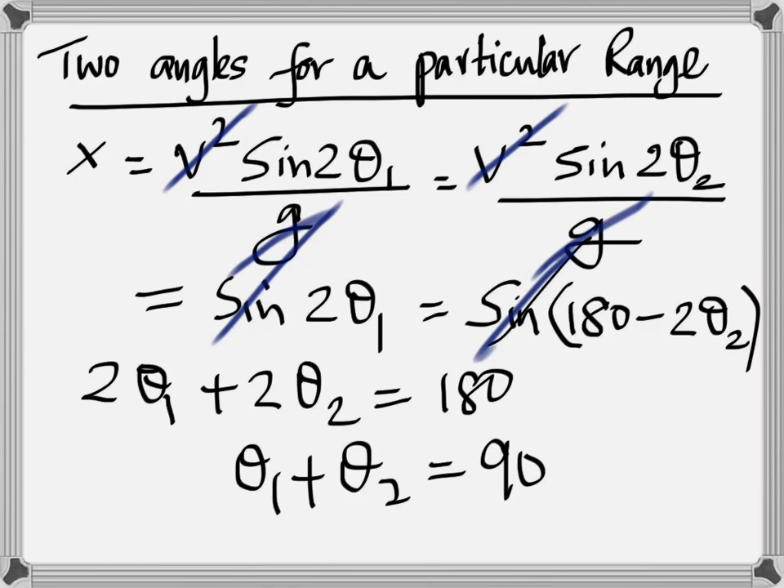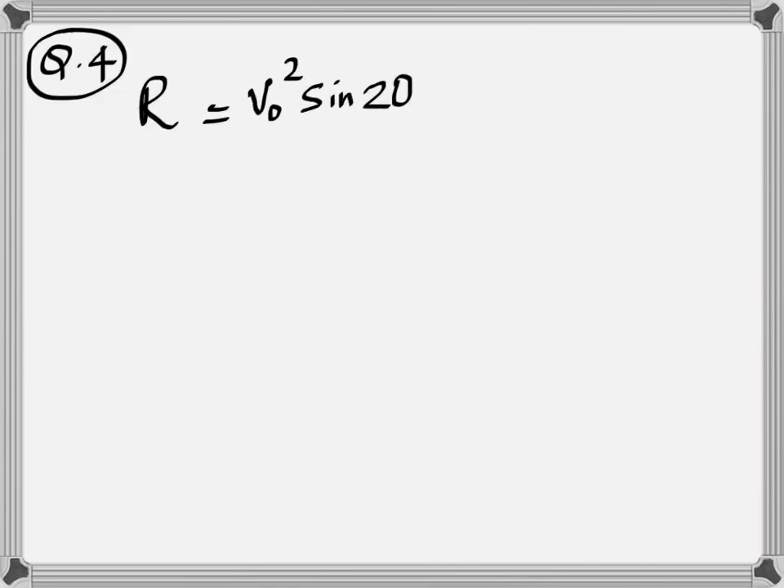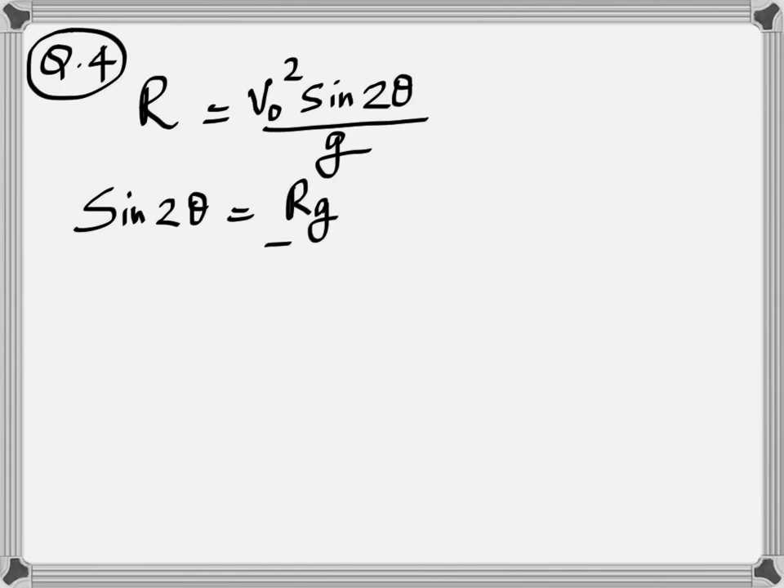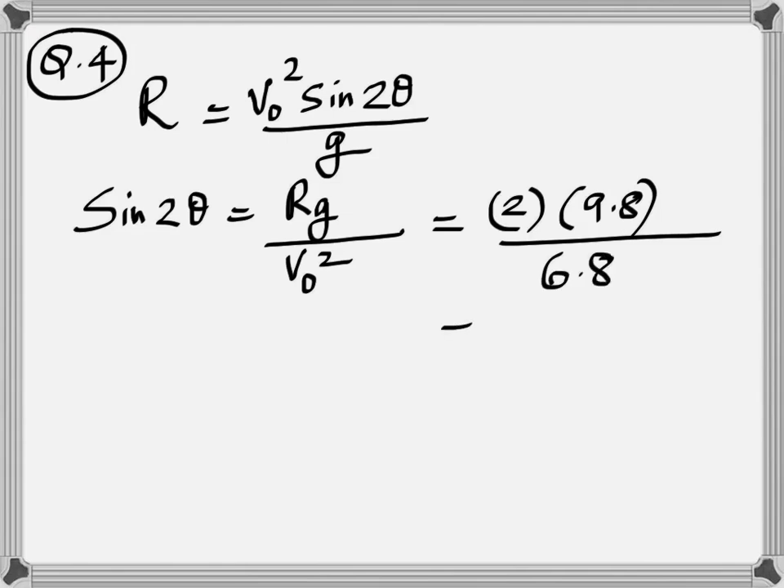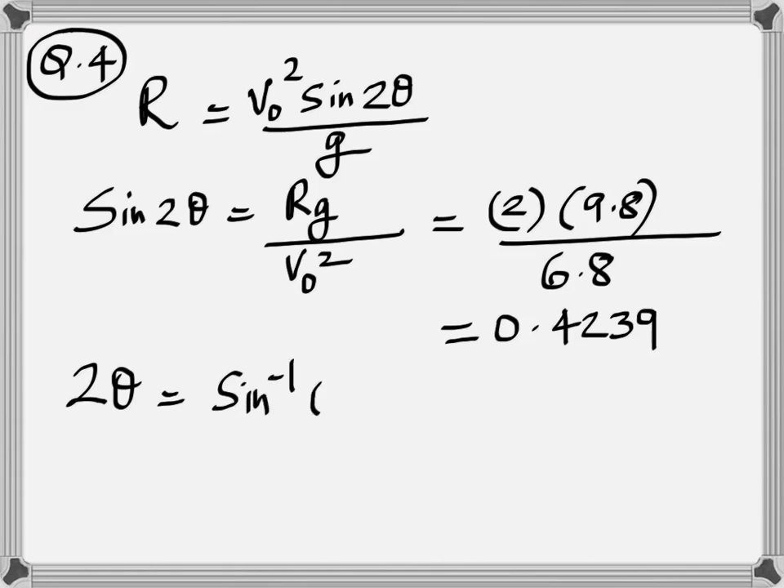So there are two angles for a particular velocity to get the same horizontal distance. Ready? That's the formula. Oh, I put it as R, range. So sine 2 theta is that. Isn't that how you did it? Sine 2 theta is Rg by V naught squared. Substitute the numbers. You get 0.4239. So 2 theta is sine inverse of that.